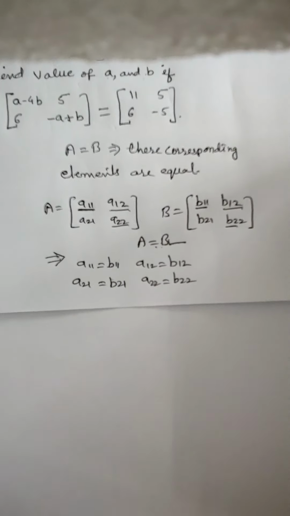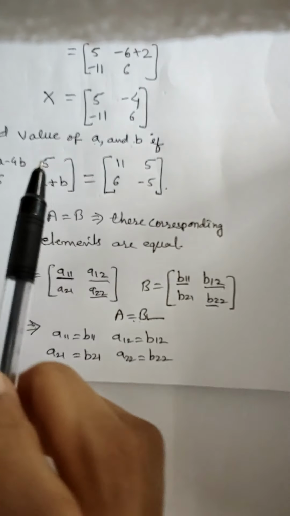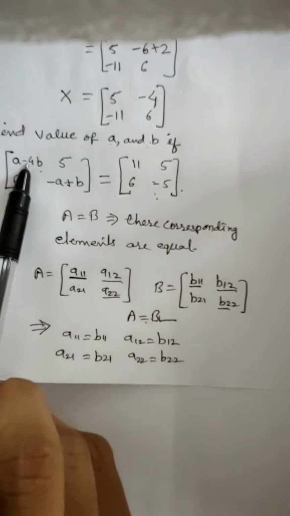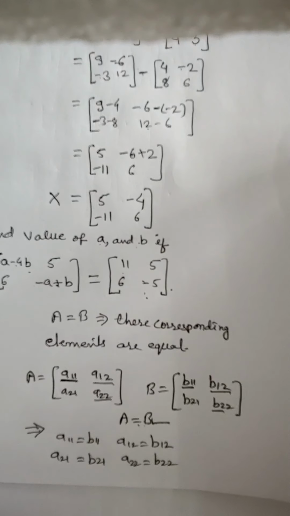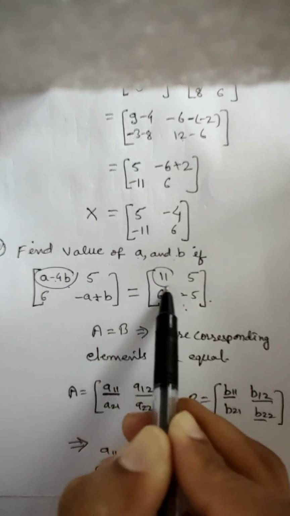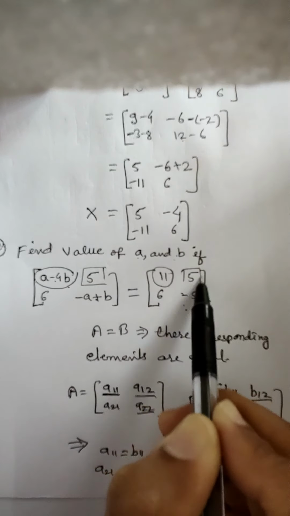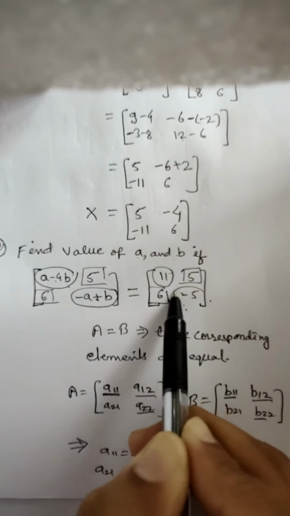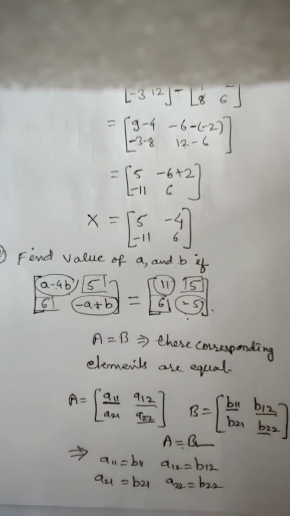Now, with that, see our example. It is given to us that these two matrices are equal. So what does it mean? It means that their corresponding elements are equal. Right? So these equal to this, 5 equal to 5, this 6 equal to 6, and this element equal to this element. Okay. So from this given thing, we are just taking it like that.